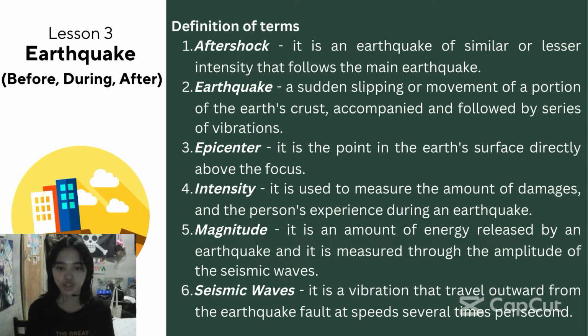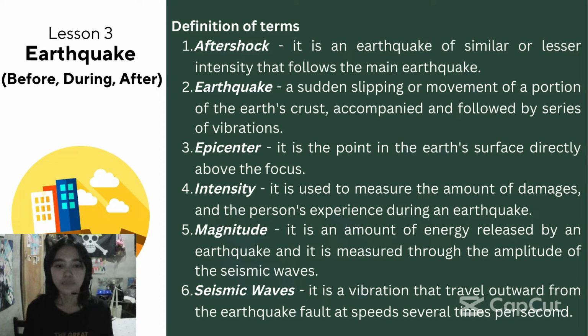Number 5 is the magnitude. It is an amount of energy released by an earthquake, and it is measured through the amplitude of the seismic waves. So, ang magnitude daw kay it is written in a numerical value like 5.2, 7.1 na siya magnitude, and kanang ma-measure na siya ang magnitude through seismograph.